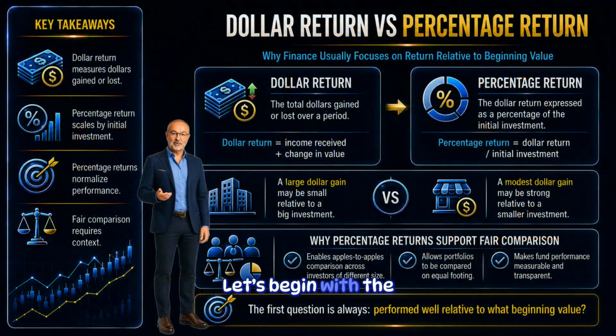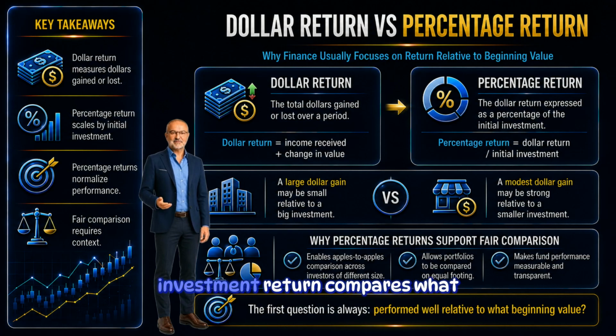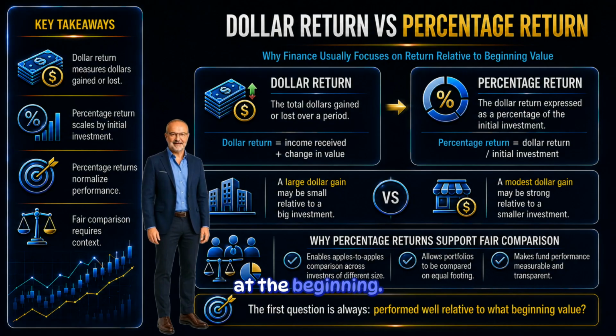Let's begin with the most basic idea. An investment return compares what an investor receives with what the investor committed at the beginning. There are two common ways to express performance. The first is dollar return. The second is percentage return. Dollar return answers a very direct question. How many dollars did the investor gain or lose?